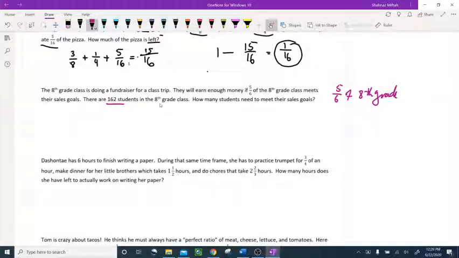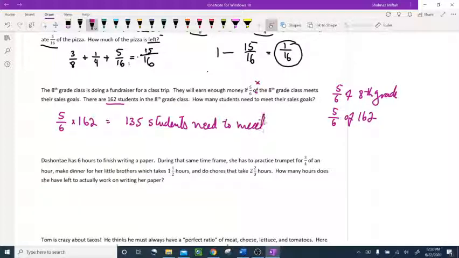There are 162 students in 8th grade. Okay, so I have a total of 162 students. So instead of 8th grade, I will write 162. Pay attention, this "of" means multiplication. So what are we going to do? 5/6 of 162. It's going to give me 135. So 135 students need to meet their sales goals.